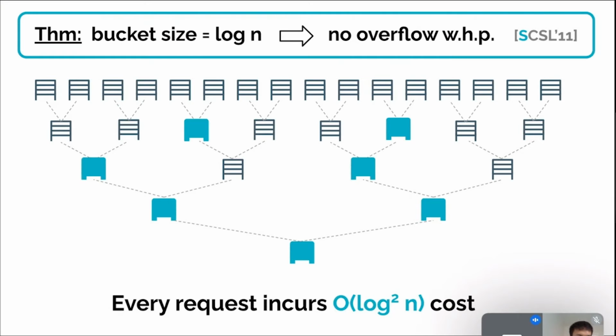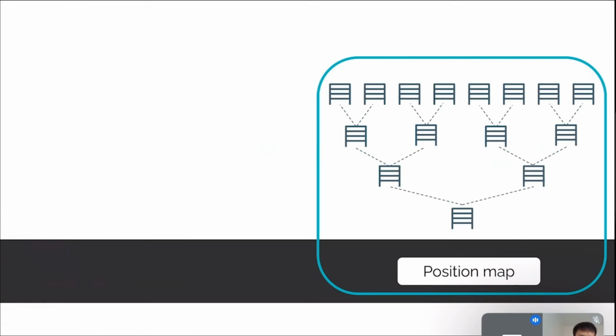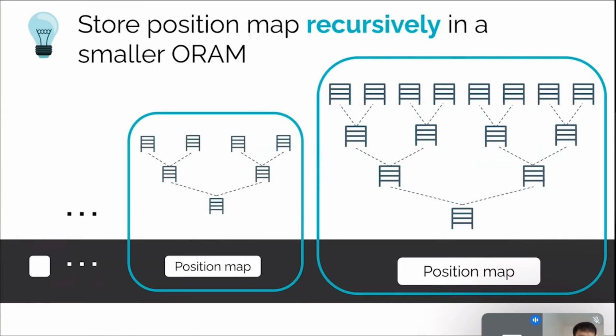So at this moment, we can think about the cost of the scheme. Essentially, because every bucket is log n in size and every request will touch one path, in total, we have log squared cost at this moment. But there's still one last thing I have to get rid of, which is the position map. And this is very easy because the solution can be summarized in one word. We're just going to use recursion.